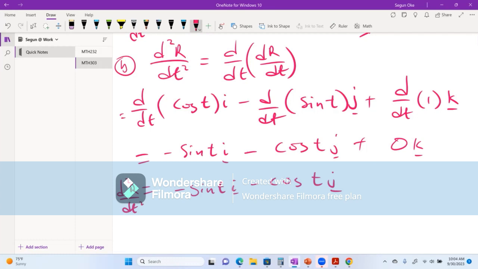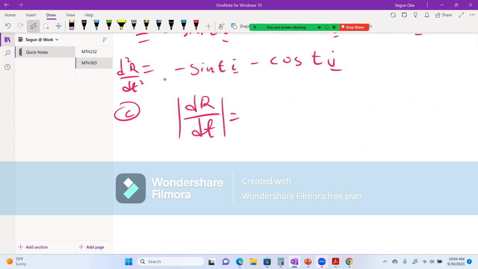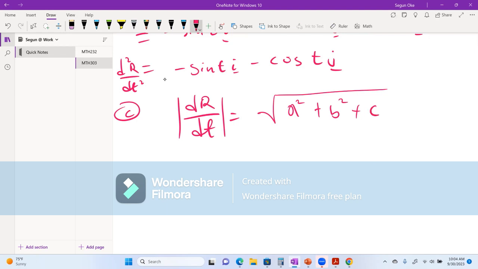So number C. C says we should do what? We should find the magnitude of the R dt. Do you still remember the magnitude formula says square root of A square plus B square plus C square, right? Do we still remember? Yes, sir.